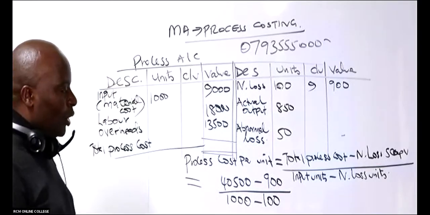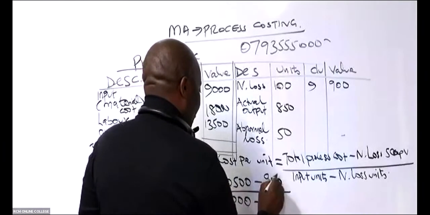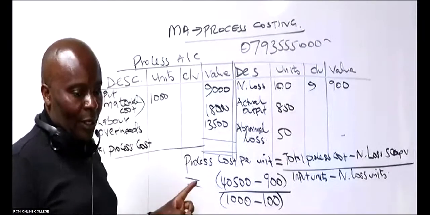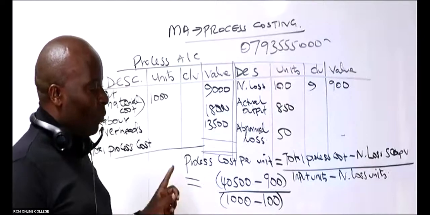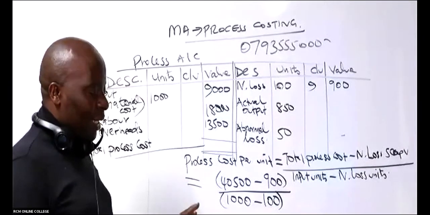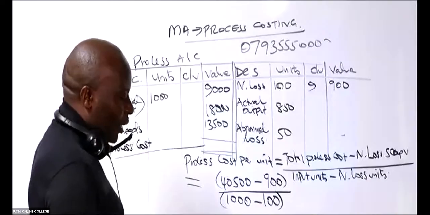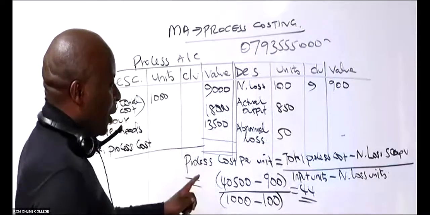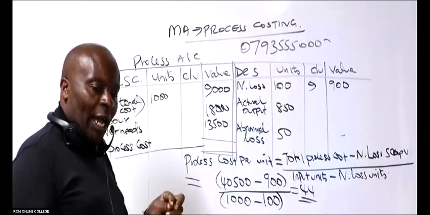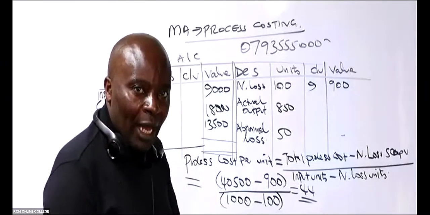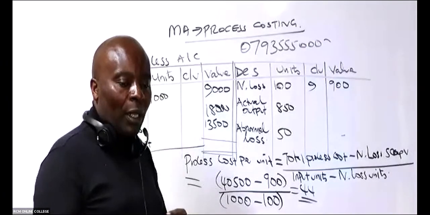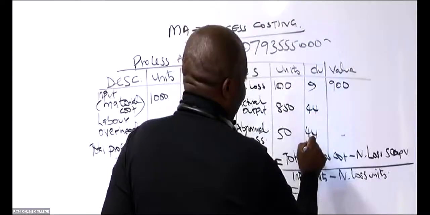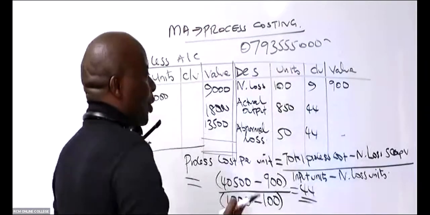So is there someone who is able to do their abracadabra here until they give us the final answer? So you say open brackets, 4,500 minus 900 close, divided by open brackets, 1,000 minus 100 close. These ninjas are giving me a figure of 44. So remember, 44 is process cost per unit, applicable for actual output, abnormal loss, and what we shall be calling abnormal gain. So here, you put 44 like that. And then you do your multiplications, you give me the totals.